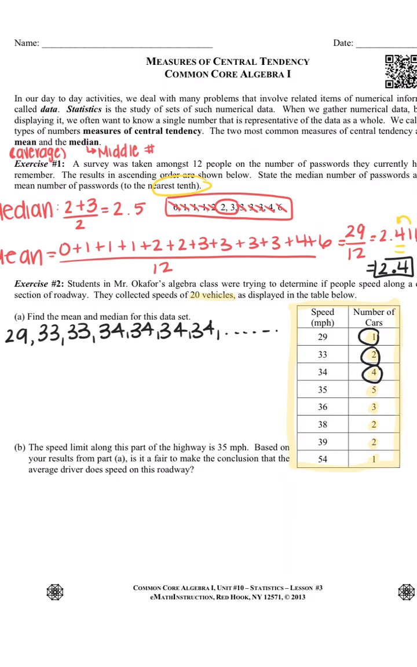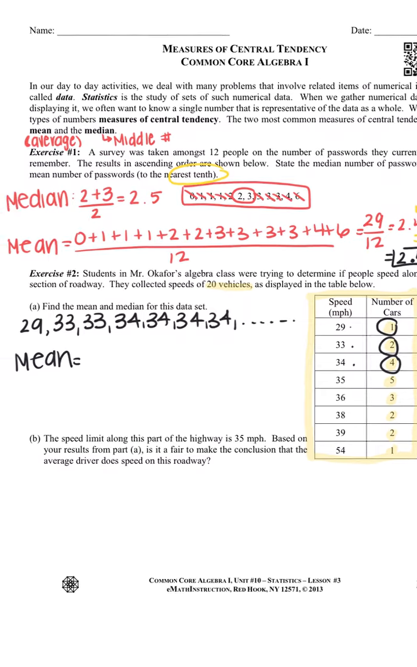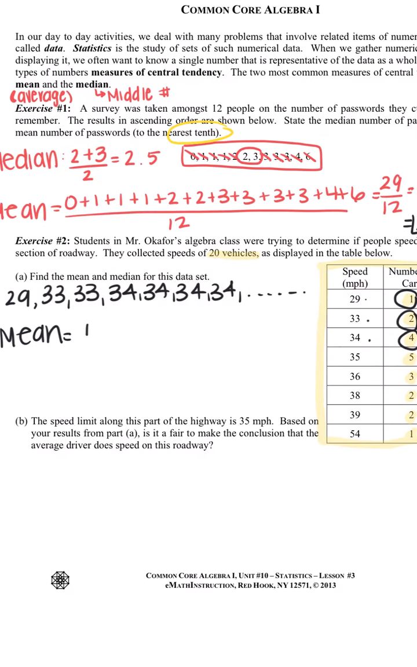Okay, so it wants us to find the mean. Well, I have to add all those up. And I can't just do 29 plus 33 plus 34 because there's 2 33s and there's 4 34s. So an easy way to do this is just use multiplication. I know one car was going 29. So 1 times 29 plus 2 cars were going 33. So 2 times 33 plus 4 cars were going 34. So 4 times 34 plus 5 cars were going 35.